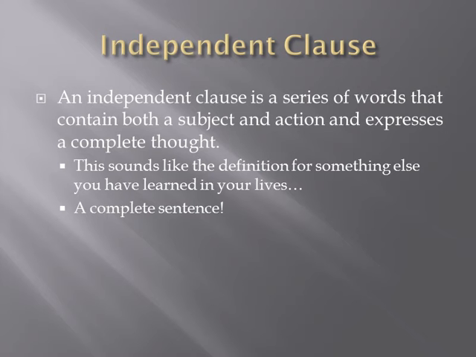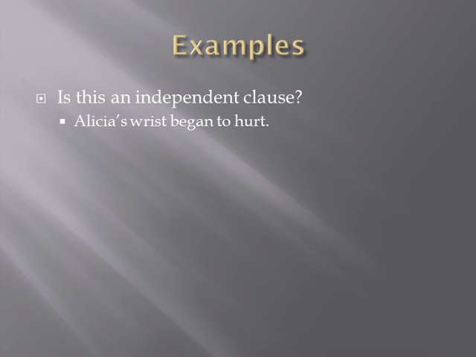So if we look at some examples here, is this an independent clause? Alicia's wrist began to hurt. Yes. No. I got a yes, I got a no, I got a yes and a no from the same person. Raise your hand if you think this is an independent clause, if this is a sentence that expresses a complete thought, has a subject, and an action. Raise your hand if you think it's not independent, aka not a complete sentence. Raise your hand if you don't know.